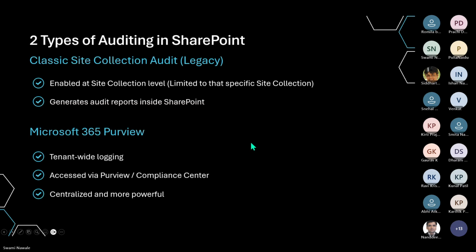Okay. In auditing SharePoint, there are two types. The first is the classic one that we are going to focus on, where it can be enabled at a site level only, and it generates audit reports inside SharePoint. Obviously, it has some limitations in terms of features compared to Microsoft Purview, which has more detail and more capabilities than the classic one. Microsoft 365 Purview is a tenant-wide, centralized and more powerful option. We get various report formats, and it can be accessed through the compliance center only, through the admin center basically.